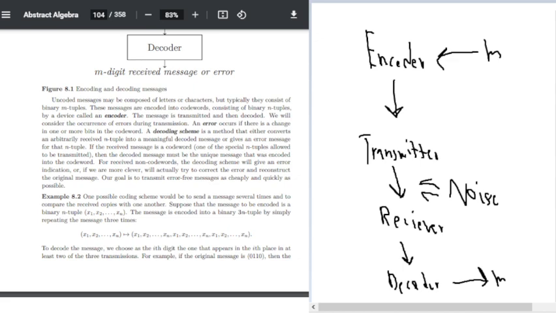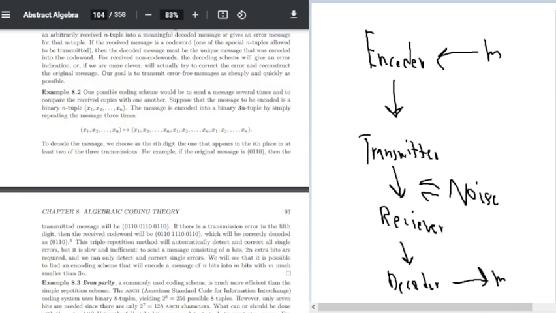If the received message is a code word, one of the special n-tuples allowed to be transmitted, then the decoded message must be the unique message that was encoded into the code word. For received non-code words, the decoding scheme will give an error indication, or, if we are more clever, we'll actually try to correct the error and reconstruct the original message. Our goal is to transmit error-free messages as cheaply and quickly as possible.